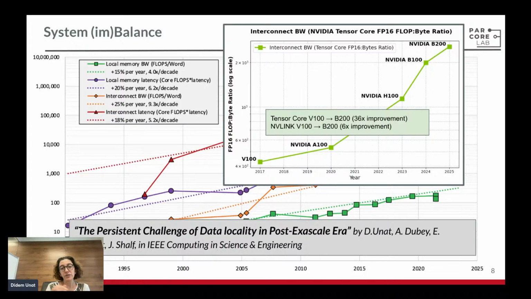Related to these, we have an article online. It's called The Persistent Challenge of Data in the Post-Exascale Era. If you're interested, you can look at it, and it talks about these data movement and data locality issues in recent years.